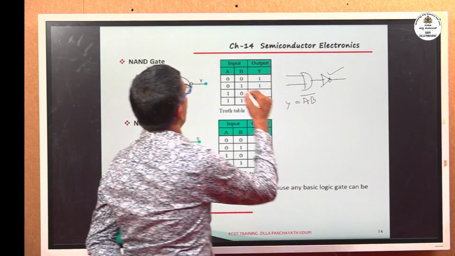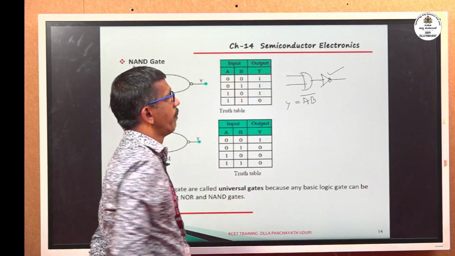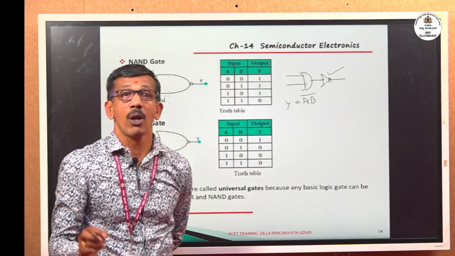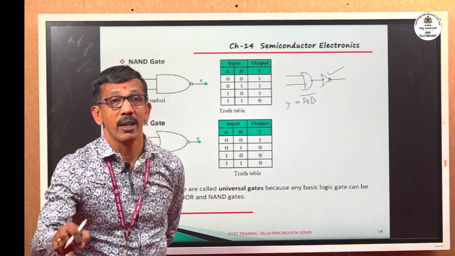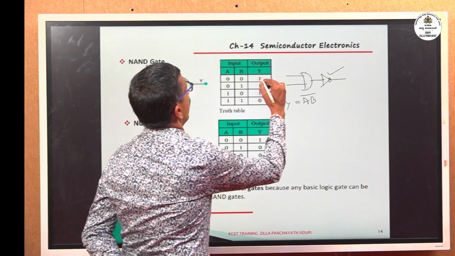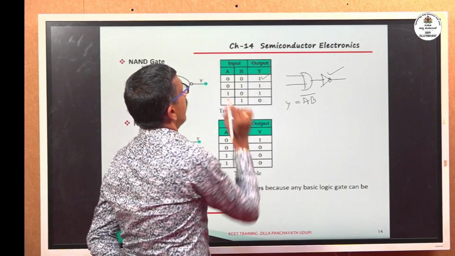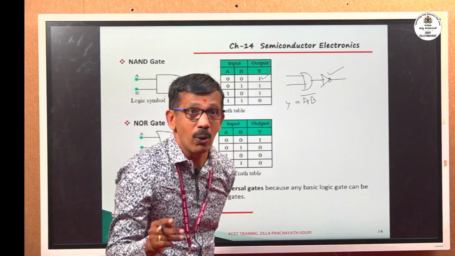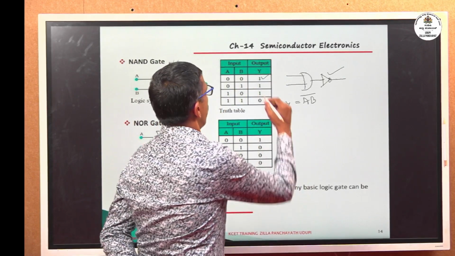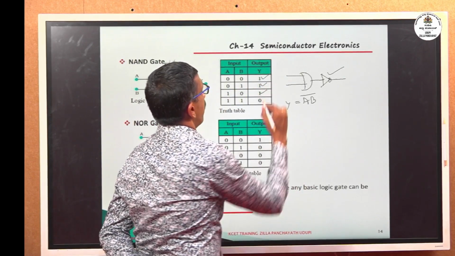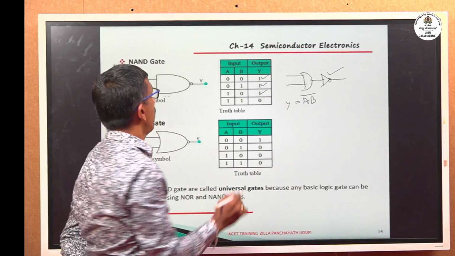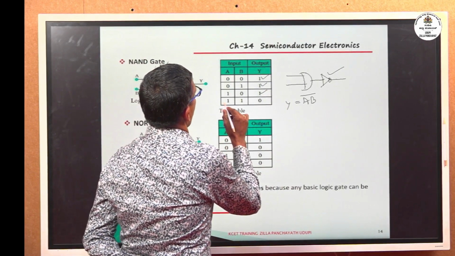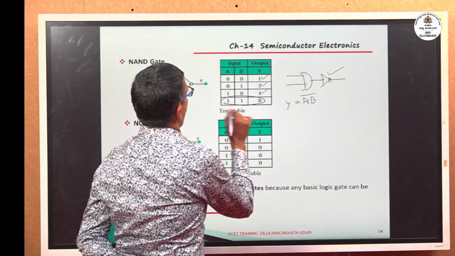If both inputs are 0, then 0, 0 is 0 for AND gate, complement, so output is 1. 0, 1, AND gate output is 0, complement is 1. So for NAND gate, you should remember when both inputs are high, output is 0.